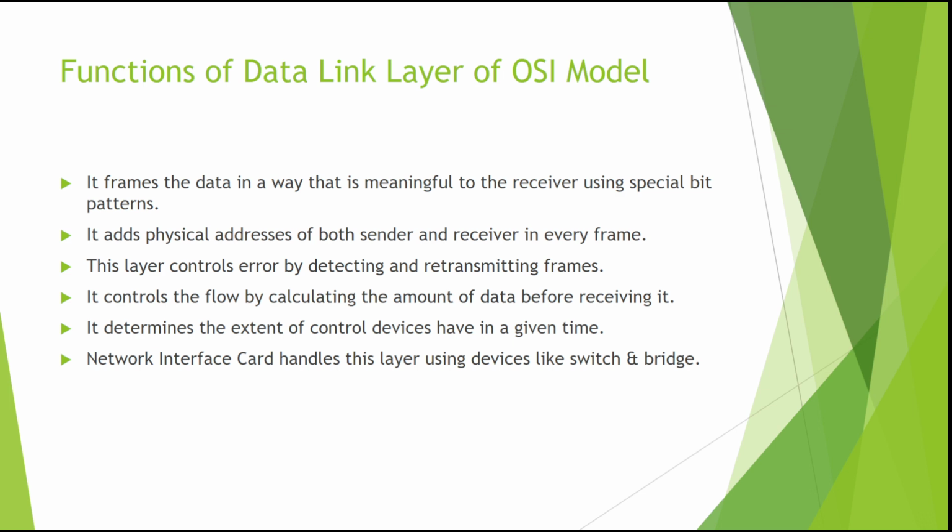The functions of the data link layer: it frames the data in a way that is meaningful to the receiver. It has physical addresses for both sender and receiver, so it does the encapsulation. It will put up something that will enable the receiver at the end to do it. Those five facets that we mentioned are all found in each layer. It controls the flow, calculates the amount of data before receiving, and determines the extent of control of the device. You find that there's a NIC, the network interface card, that handles this layer, using devices like switches and bridges.